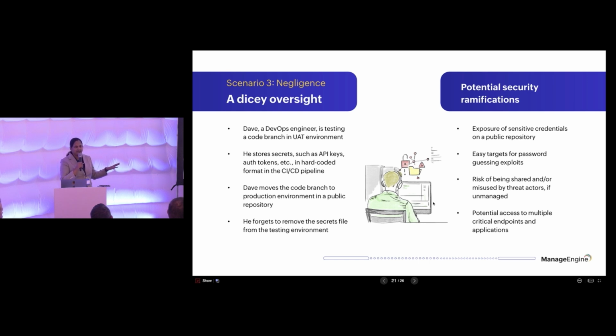So here as well, you have developers who work on short notice and under pressure, which might lead to errors like this. In such cases, you need to ensure that you include DevOps secret security as part of your PAM strategy as well, right?